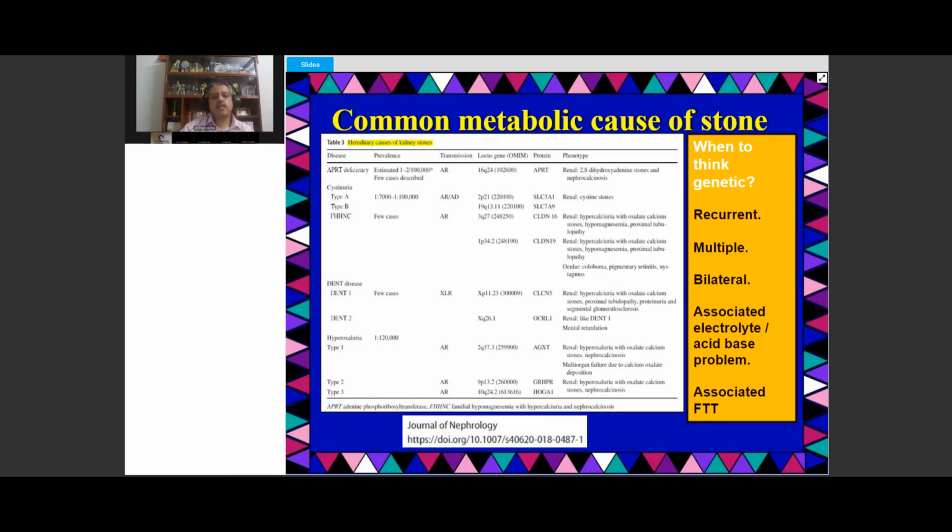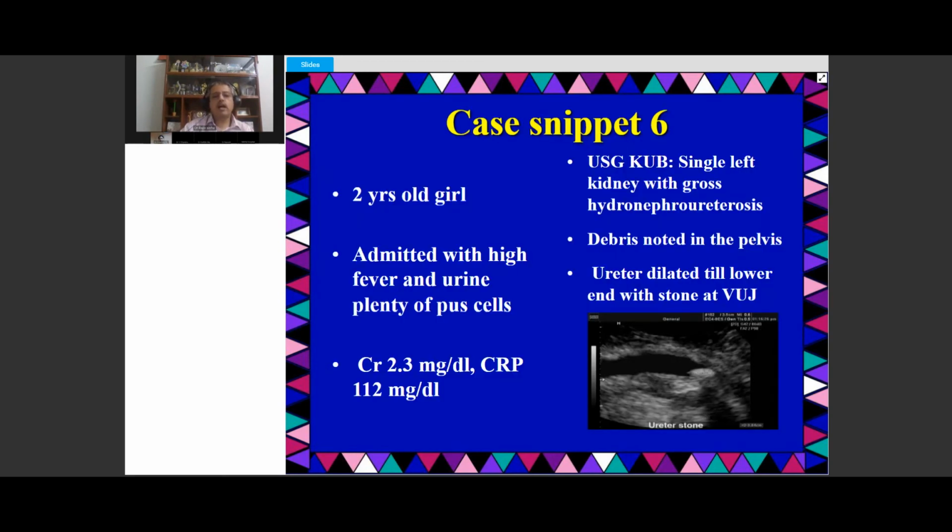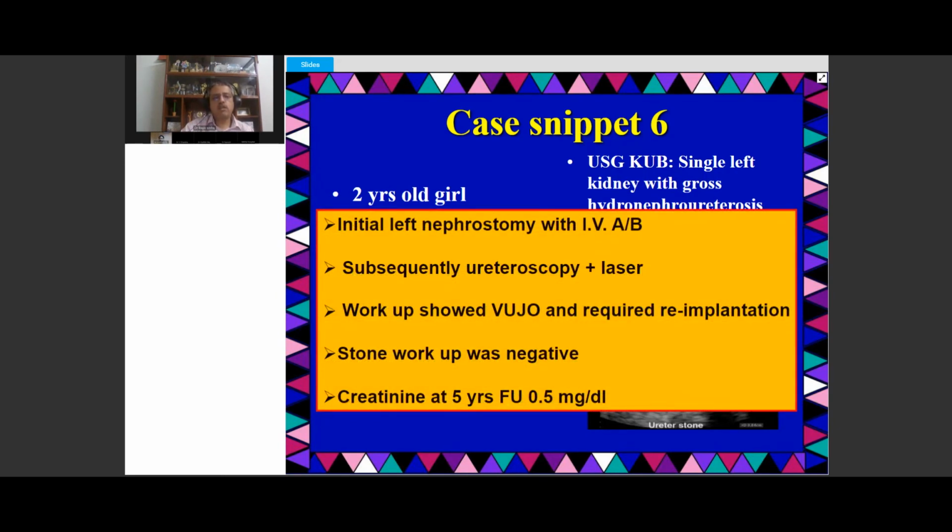Last child, a 2-year-old girl, admitted with high fever and urine with plenty of pus cells. Ultrasound showed a single kidney with gross hydroureteronephrosis, and you can see a stone at the vesicoureteric junction. Being a single obstructed kidney, we went for a nephrostomy, and subsequent workup showed a vesicoureteric junction obstruction, which required reimplantation. Stone workup was negative. So this is a child where the stone was because of congenital anomalies.